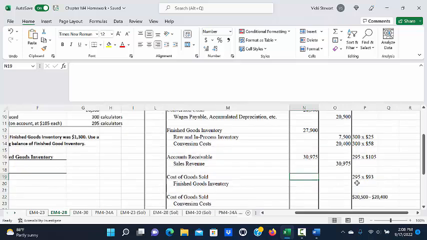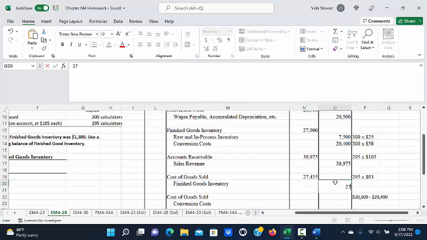So we sold 295 items and our total standard cost is $93. So that's equal to the 25 plus the 58. So we would debit cost of goods sold for $27,435 and we would credit finished goods inventory for the same amount.